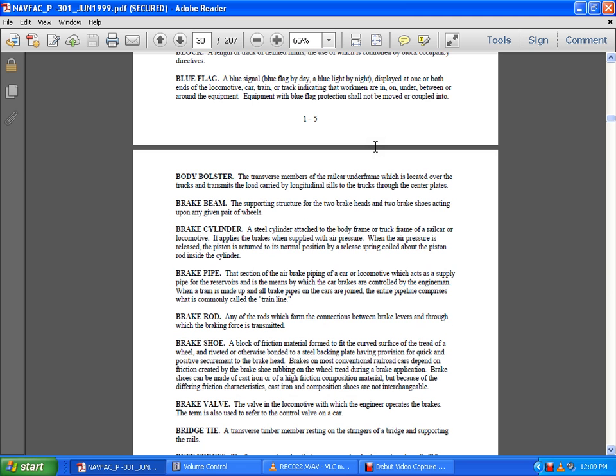The brake of a conventional railroad car depends on friction created by the brake shoe rubbing on the wheel turning during a brake application. Brake shoes are made of cast iron or high friction composition material. Because of their differing friction characteristics, cast iron and composition shoes are not interchangeable.